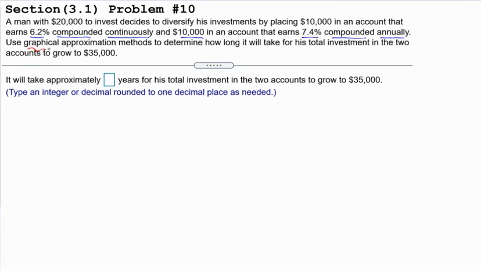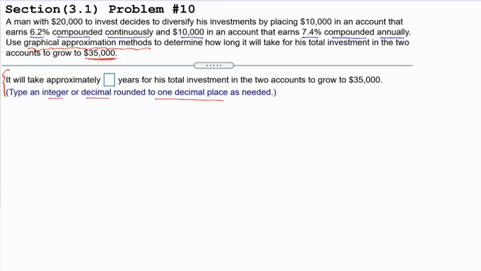Further, we are told to use graphical approximation methods to determine how long it will take for his total investment in the two accounts to grow to $35,000. Now, if we look at the answer section below, it says we're going to type an integer or a decimal, and if it's a decimal, round to one decimal place.